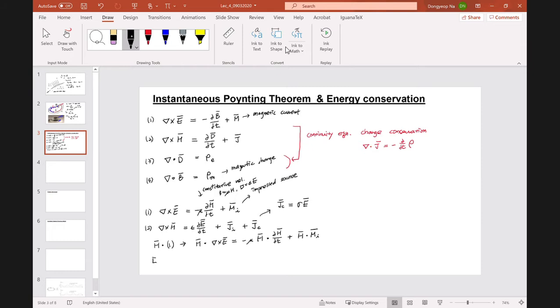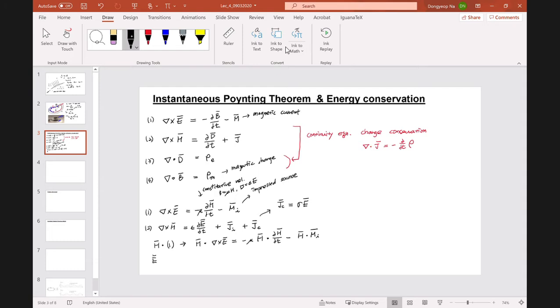Sorry, I think there is a minus sign in front of the magnetic current. Oh yeah, that's right, that's a good point. Typically, we usually put the minus sign ahead of the magnetic current. That's because at the end of the formulation, it looks more symmetric. That's why we put the minus sign here. Yeah, thank you.